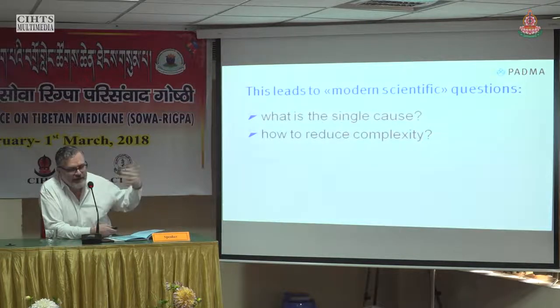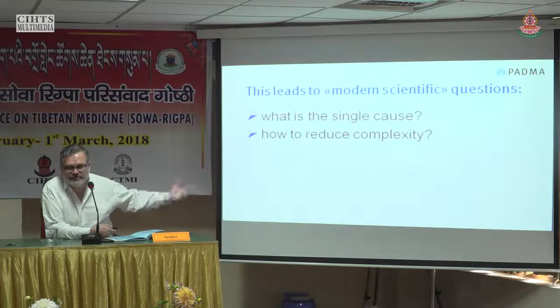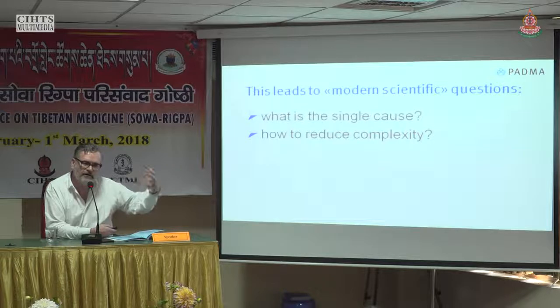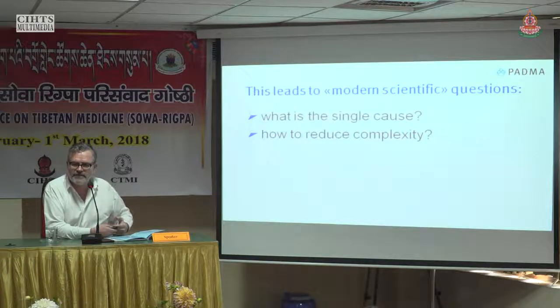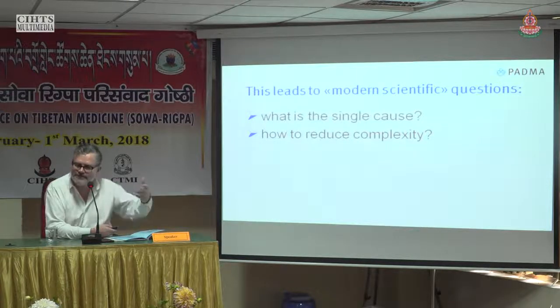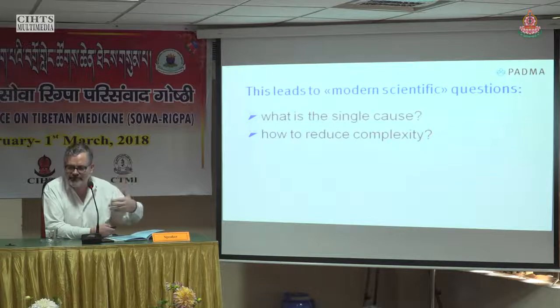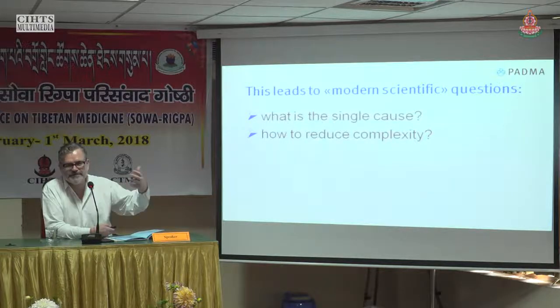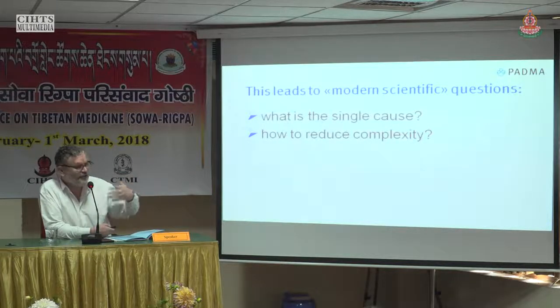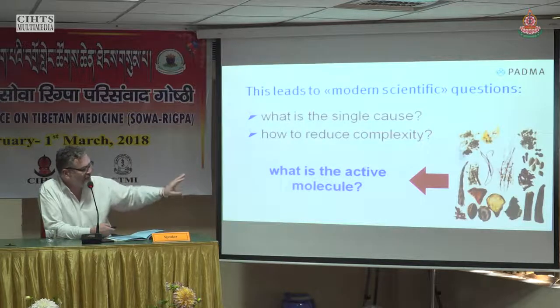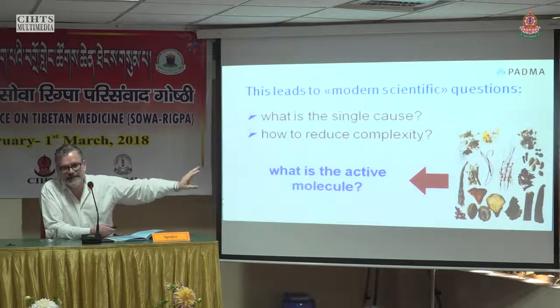So the next question is how to reduce complexity. At least we in Europe very often get the question, you have now 5 plants in the formula. Can you not leave out 4 of them? Just make 1. Can you not leave out in the plant what is the active? Can we not purify this? Can we not make a molecule out of it? A white powder.